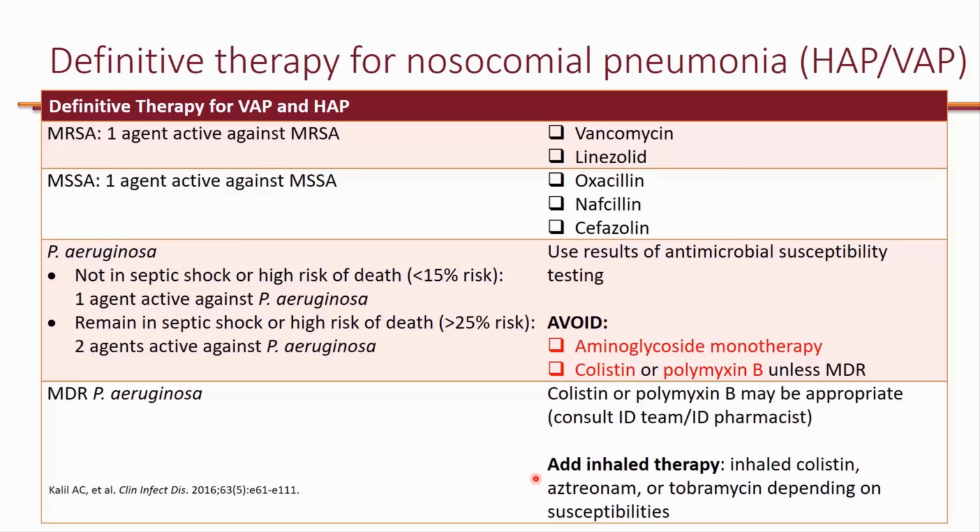But inhaled therapy should never be monotherapy. It's always an add-on. So you add it to your IV therapy. So if someone is getting cefepime and IV tobramycin, you can add inhaled tobramycin on top of it. So inhaled tobramycin is not to replace IV tobramycin.